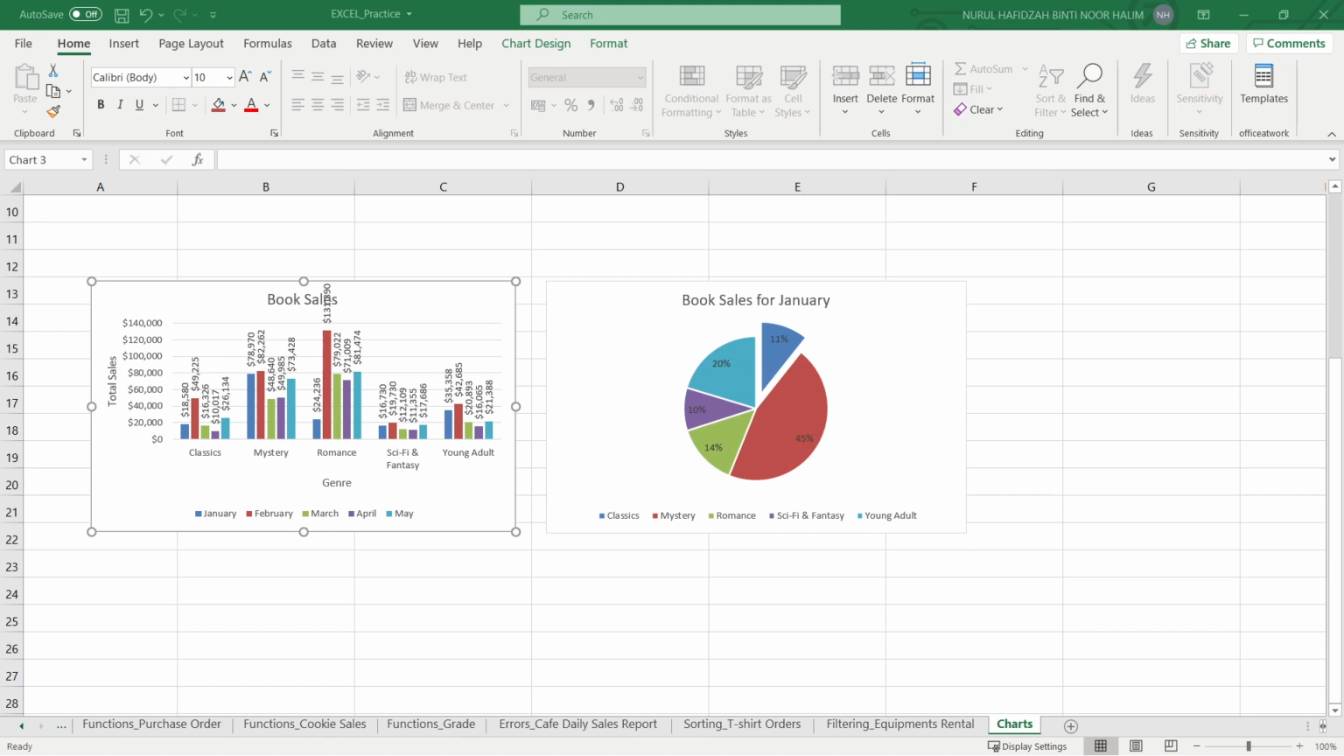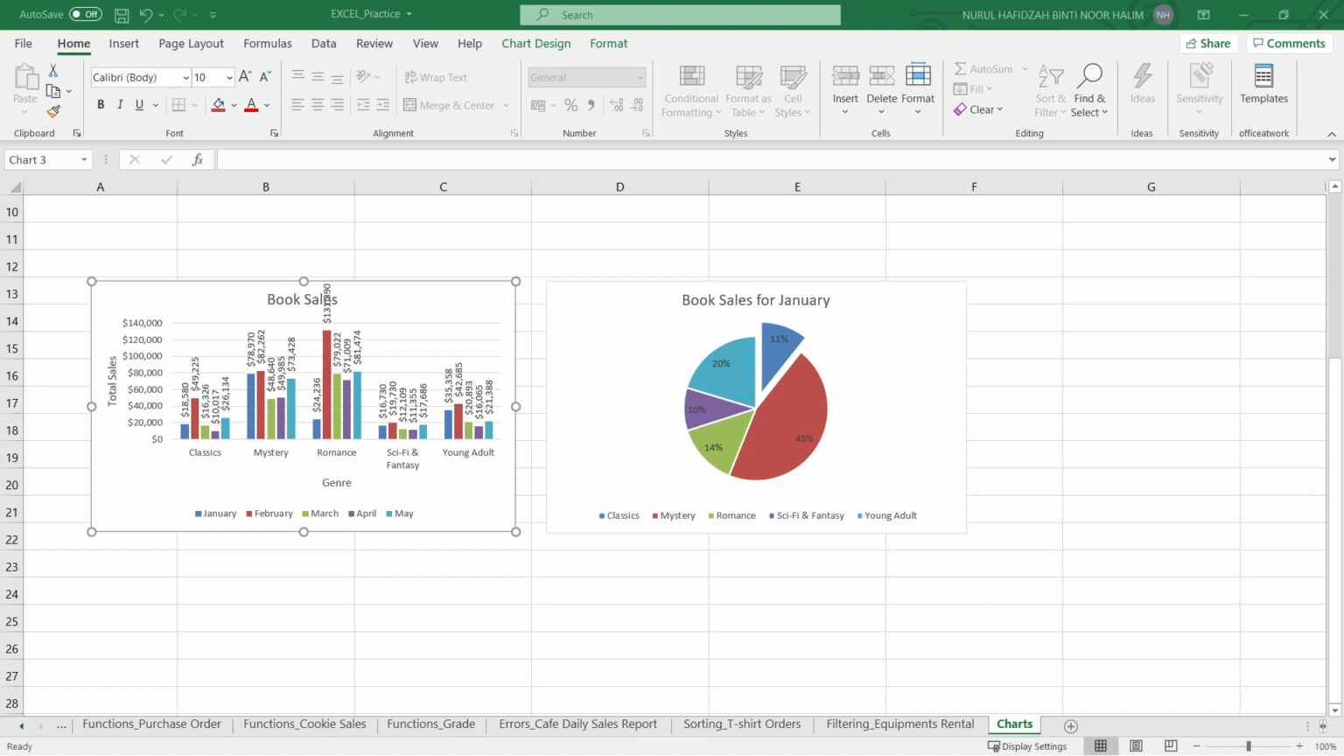The pros of the column chart are that it is easy to read, simple and versatile, and it is also easy to add data labels at the ends of the bars. The cons are that it becomes cluttered with too many categories, and clustered column charts can be difficult to interpret. So this is about the column charts.